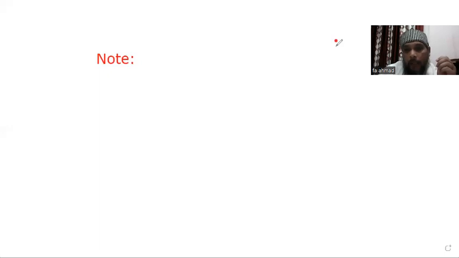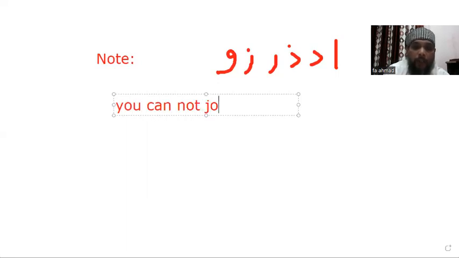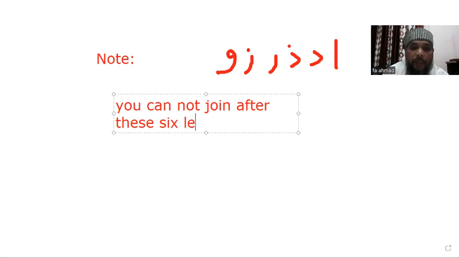Now please make one note: Alif, Dal, Zal, Ra, Za and Waw. These six letters you cannot join after. So after these six letters, you can't join. We'll see it in practice. Here, only note down: Alif, Dal, Zal, Ra, Za, Waw. After these six letters, we can't join, and we'll experience it in practice.